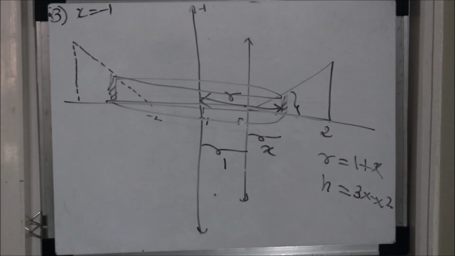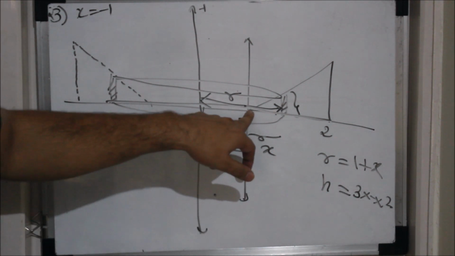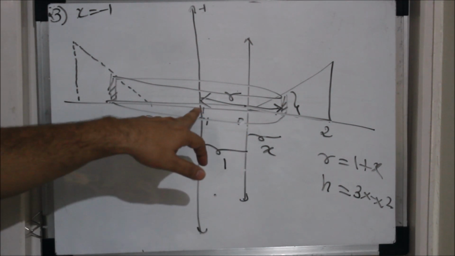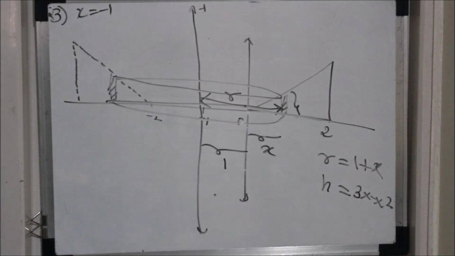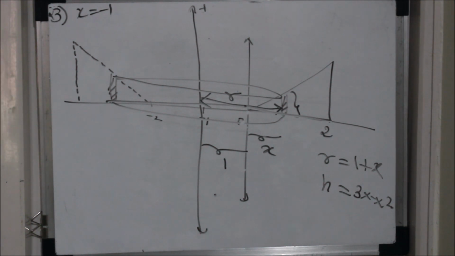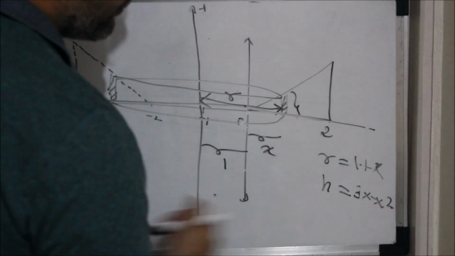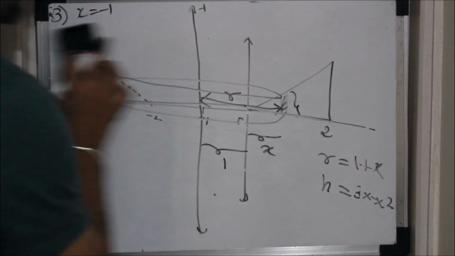So for a vertical line, there are three possibilities. Either it will touch the region, or it will be away on the left side of the region, or it will be on the right side of the region. Whenever it is on the right side of the region, suppose it is x equal to something a.